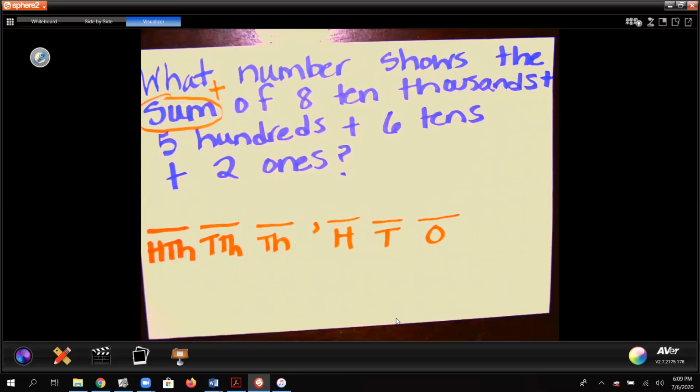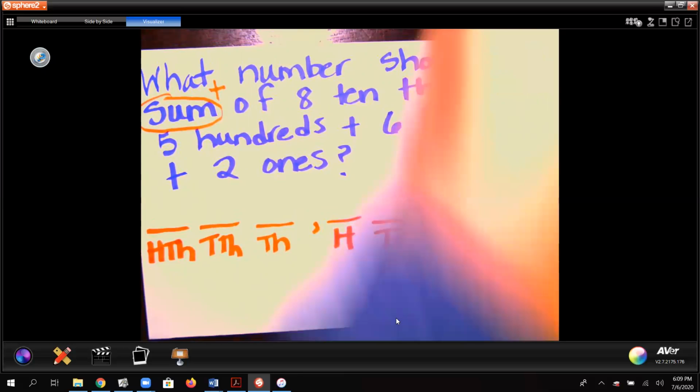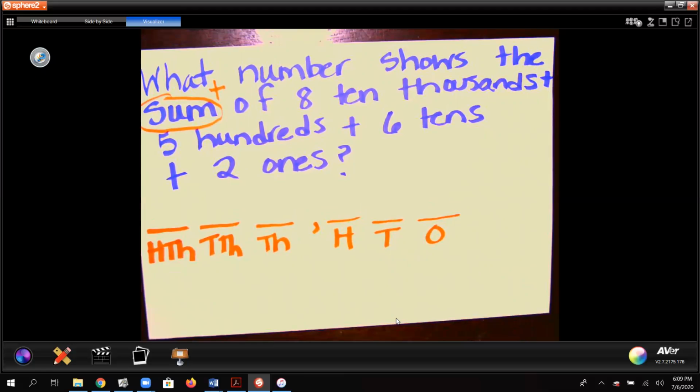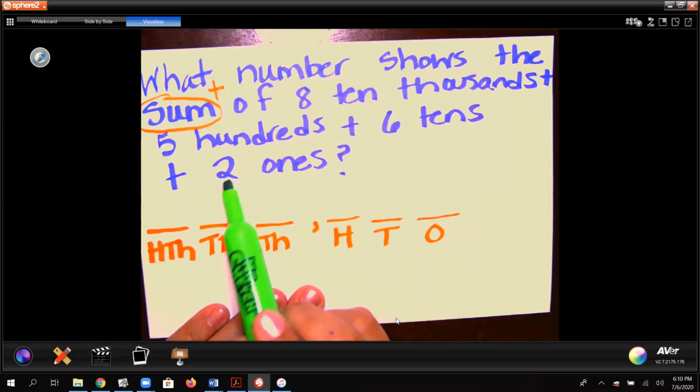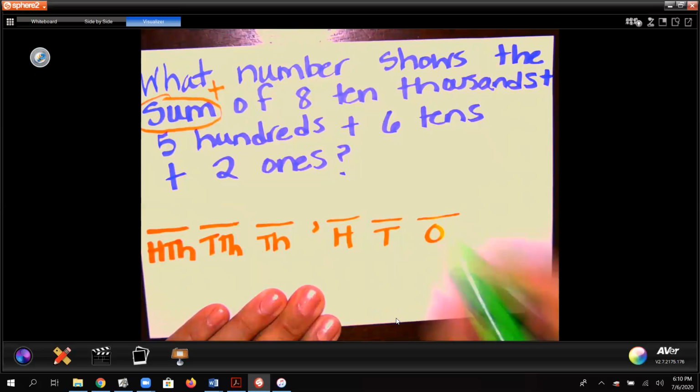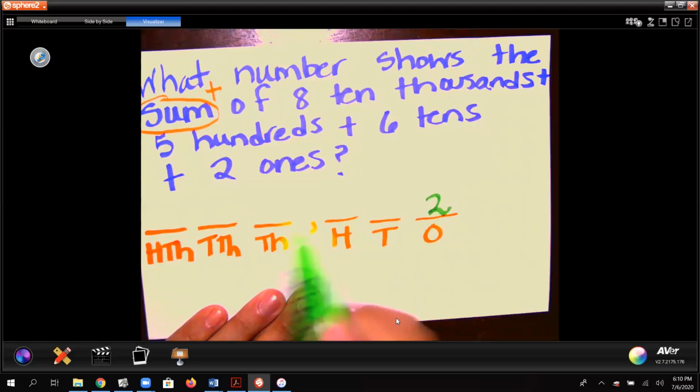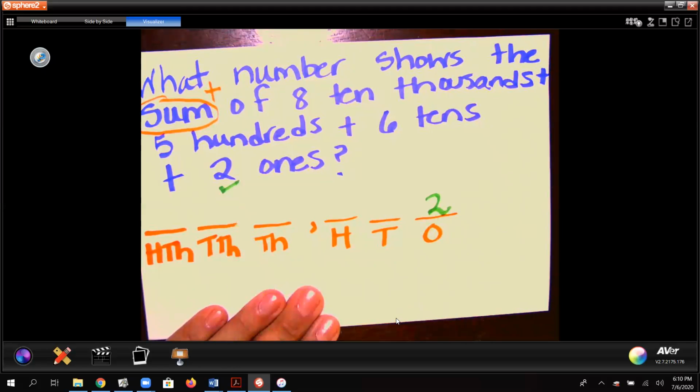Okay, so let's go ahead and put our numbers where they belong. I always like to start with the least value, which is the ones place, but you don't have to. It's up to what you like best. So how many ones does it say we have? 2 ones. So I'm going to put a 2 right there. And I like to either put a check by it or cross it out. It just helps me keep track that I already put it in my chart, so I don't have to count it again.